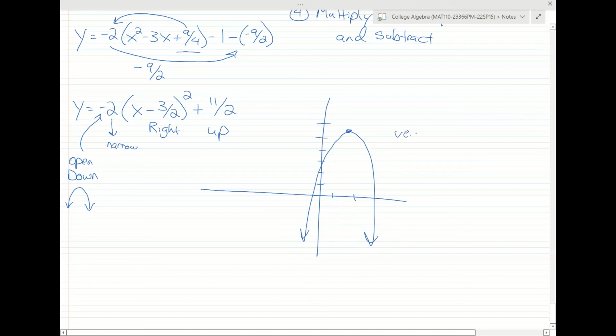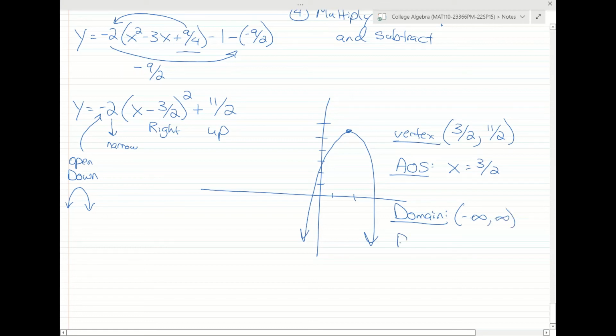So the vertex went to the right 3/2 and up 11/2. The axis of symmetry is x is equal to 3/2. Domain: all real numbers. And the range. What's the lowest the graph goes? It goes up to a height of 11/2.